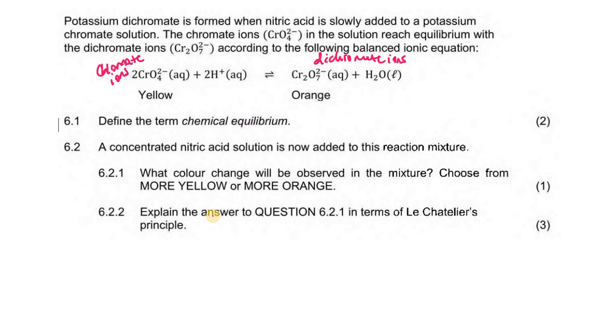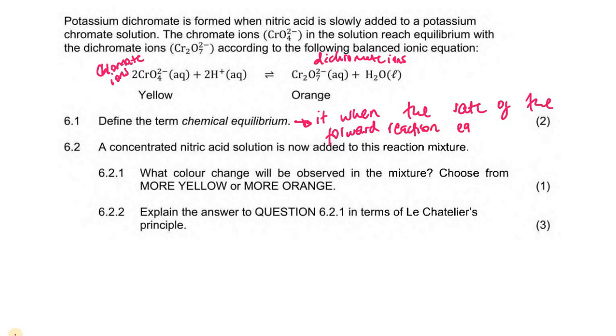Define the term chemical equilibrium. How do we define chemical equilibrium, guys? It is when the rate of the forward reaction equals the rate of the reverse reaction. Okay, so that is it there, guys.